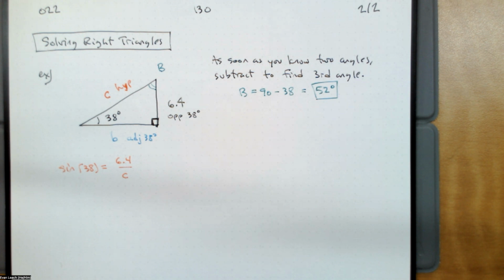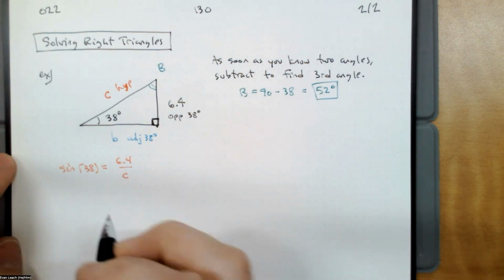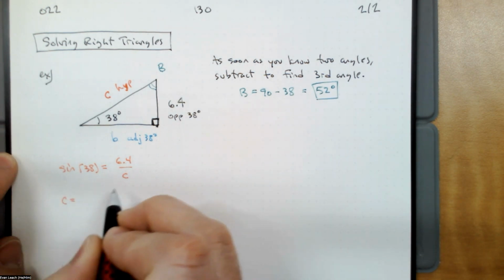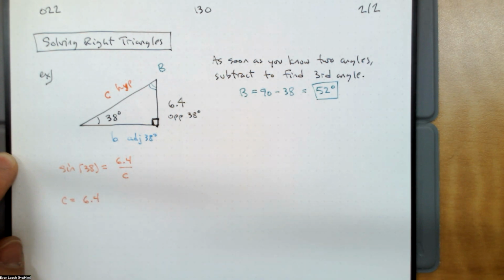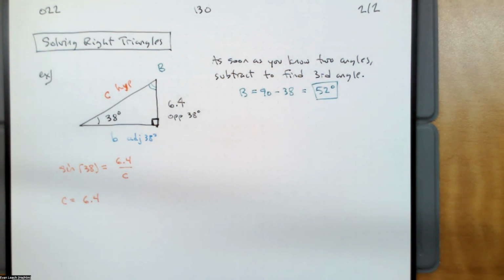We don't need to know what the denominator is. We have a 10 divided by x equals 2 scenario, and I want to know that x is 5. So I take the 6.4 and I'm going to divide it by the sine of 38. So we solve this by saying c is equal to 6.4 divided by, I'm going to write it up and down.